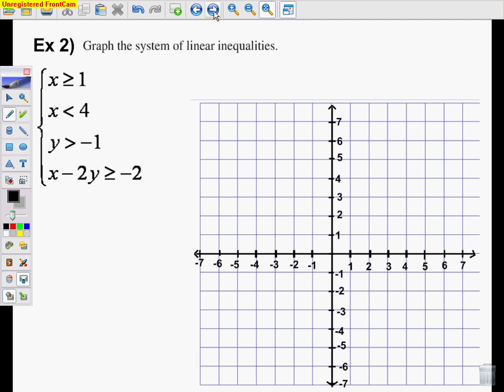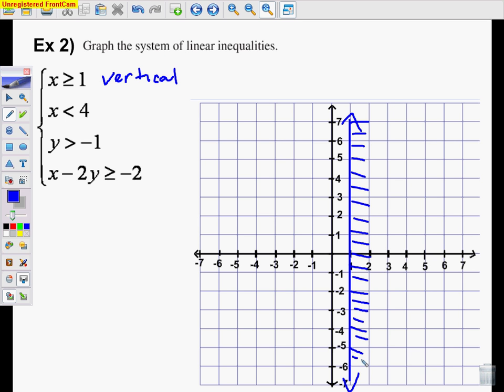Let's try one more. Here, we have 4 inequalities. The first inequality we know is going to be a vertical line. We also know that it's going to be solid because there's a line under it. So we're going to make a solid vertical line through x equals 1. And there that is. Now, because it is a greater than or equal to, we're going to shade to the right. So that's going to be all of the stuff shaded to the right. Once again, that's that whole region shaded to the right of that line.